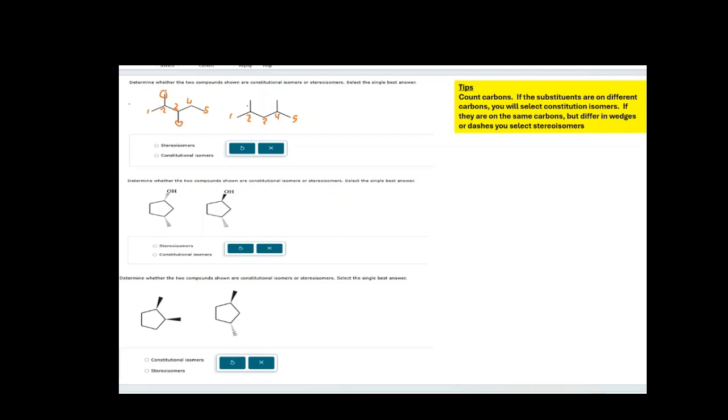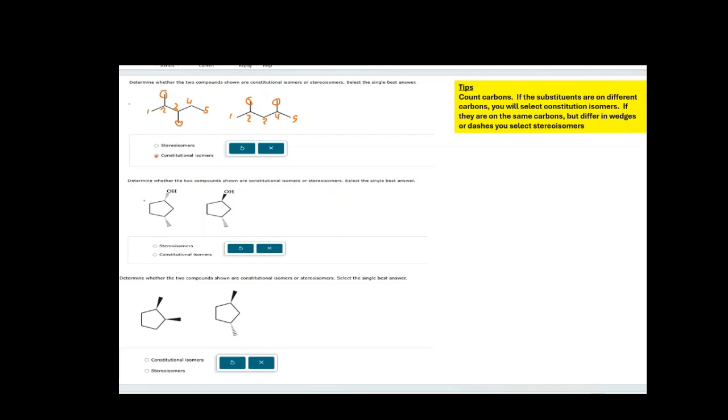When I come over here to the second one, I notice on carbon 2, I have a methyl. So it's similar to the first one. But then what I want you to pay attention to is when it comes to this fourth carbon right here, that the methyl group is on the fourth one. Because these substituents are on different carbons, I know to select constitutional isomers.